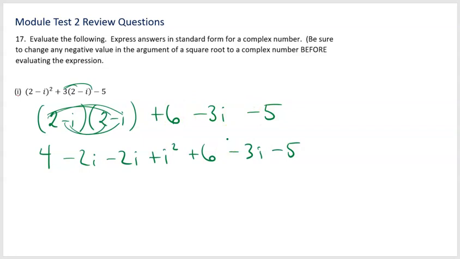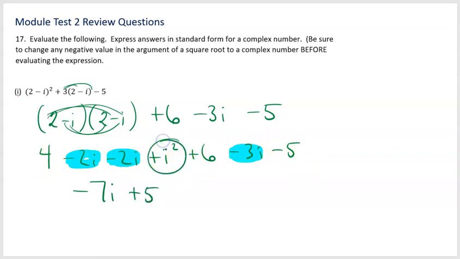Now, if you want to go ahead and combine like terms, notice I got a negative 2i, another negative 2i, and a negative 3i. So that's going to be negative 7i. Go ahead and write that down. Here I have 4 plus 6 is 10. 10 minus 5 is 5, so plus 5.